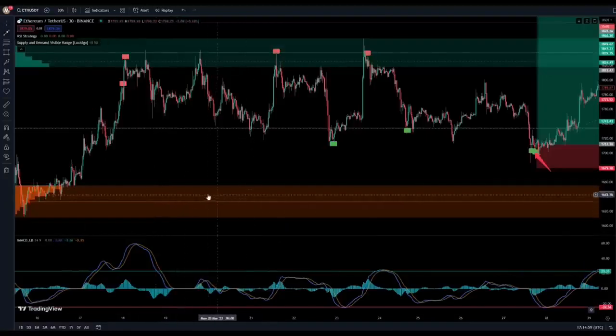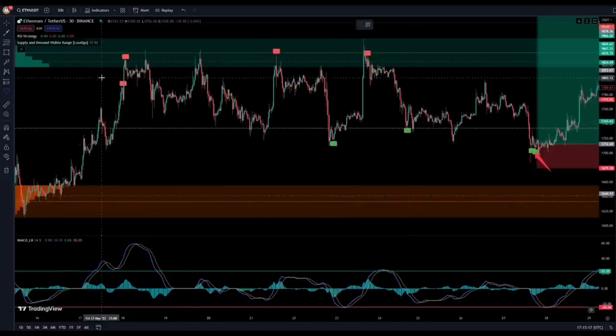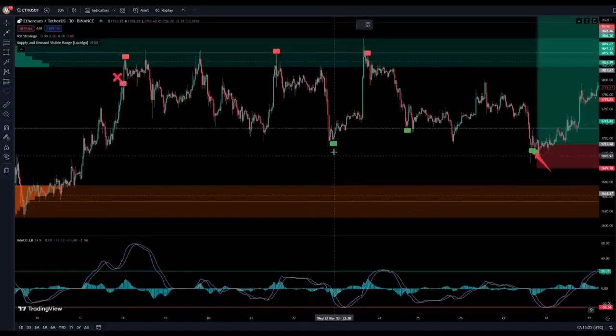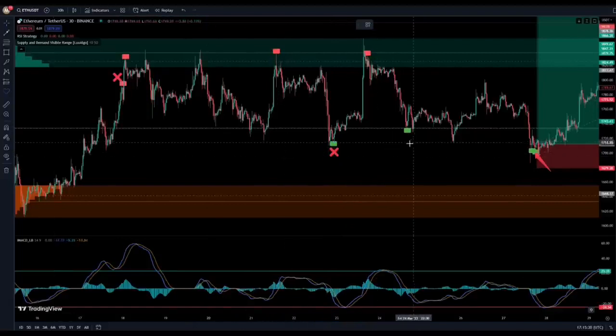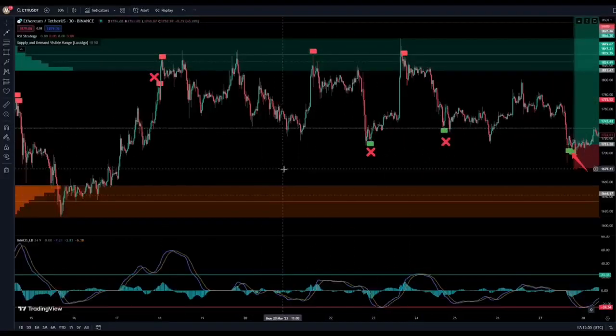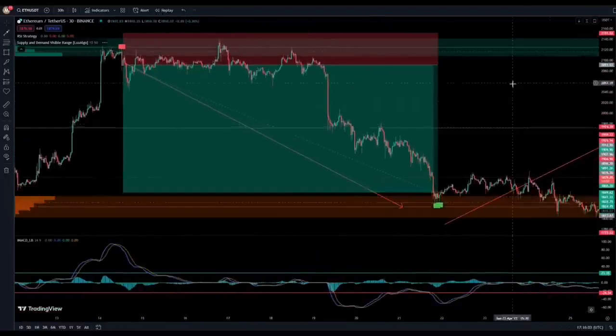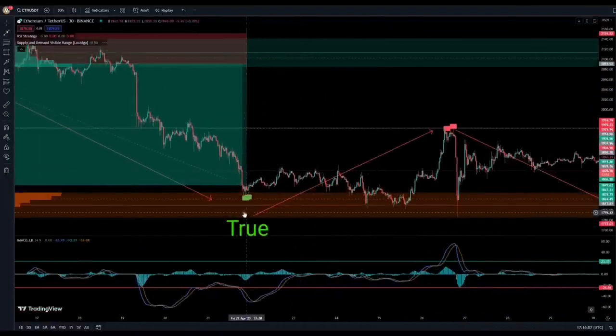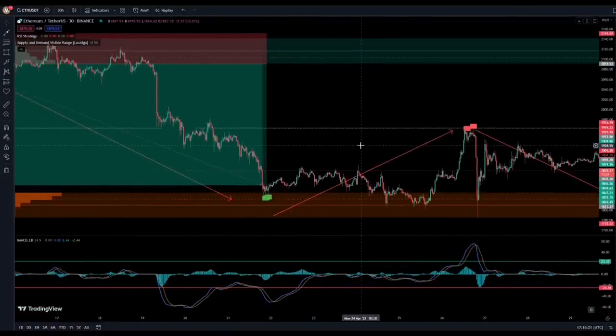This supply and demand indicator filters out the fake signals. For example, it has filtered 3 signals here. One here, one over here, and last one here. These 3 signals have been filtered by the indicator. Here we got sell signals in the demand zone.